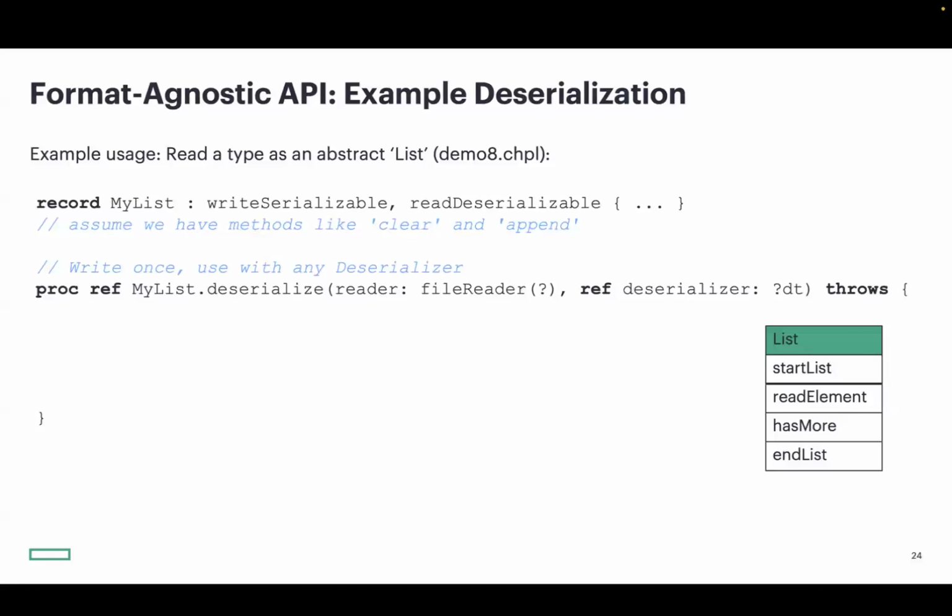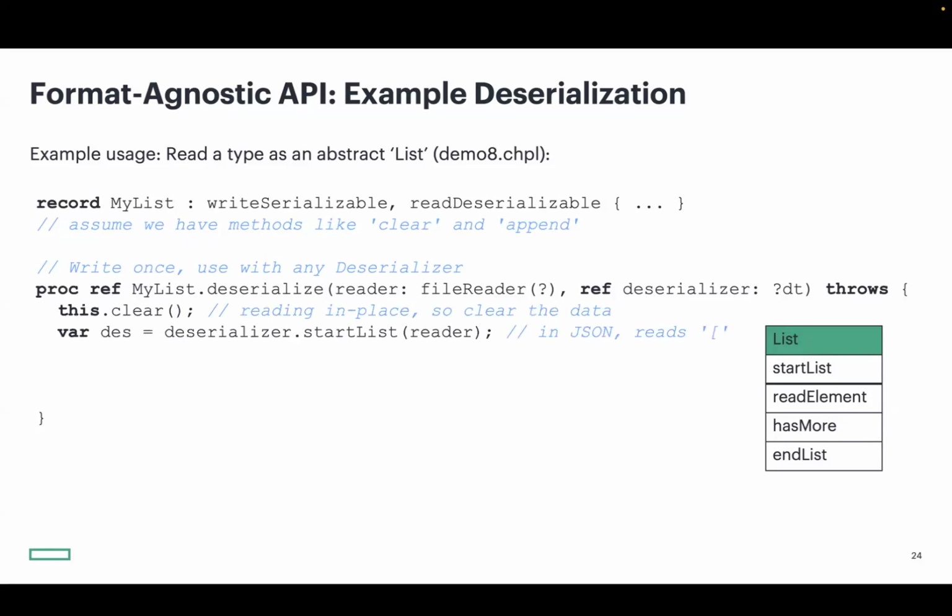So as an example of using this, let's say we wanted to read in that abstract type that we wrote. And for more here, you can look at demo8.chapel. So I'm implementing our myList record. It was writeSerializable before, and now we also indicate that it is readDeserializable. And to implement this, let's assume we have methods like clear and append. So we start by writing our deserialize signature, takes in a reader and a deserializer by ref, and it throws. We start off by clearing the record. That has nothing to do with serialization. We're just reading in place, so we're clearing out the data.